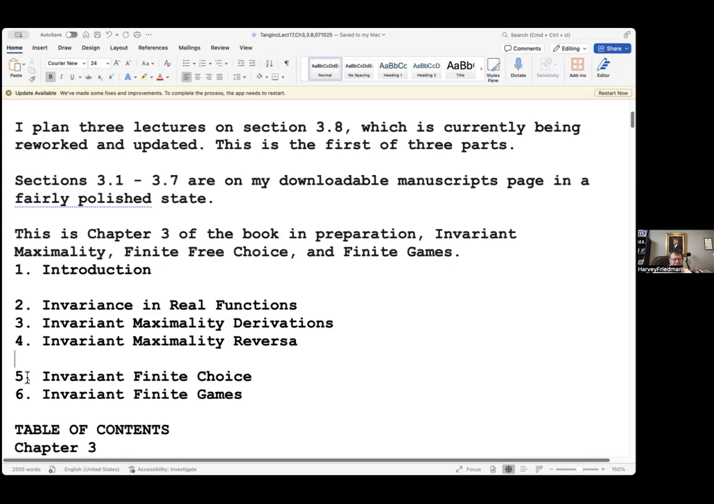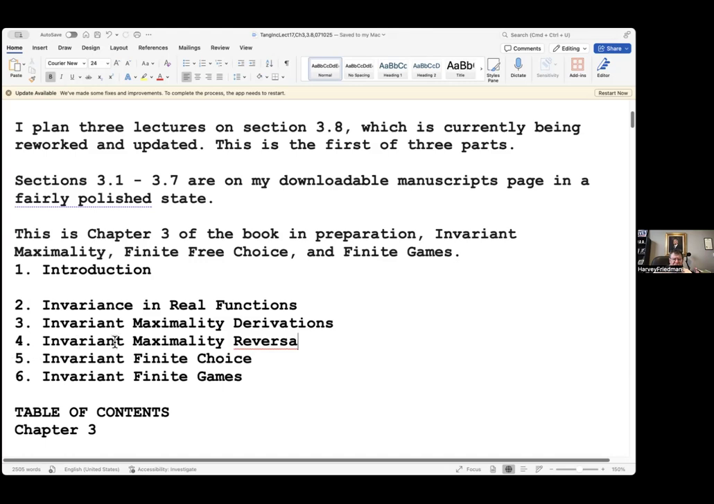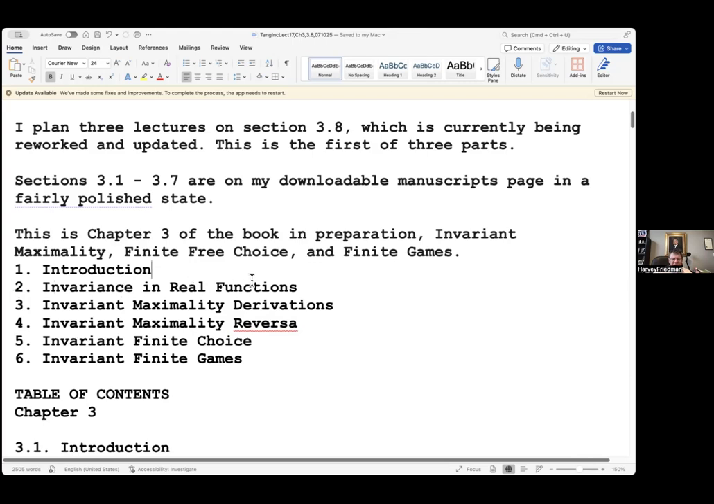First of all, the book's title has been the same for a little while: Invariant Maximality, Finite Free Choice, and Finite Games, where this is the explicitly Pi 0 1 part of the book. The chapters look like this. They haven't changed much. First of all, I've got to fix some typos here.